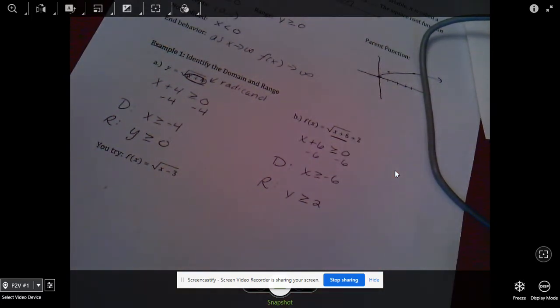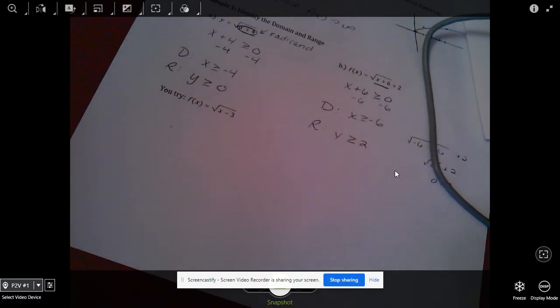And if you're like, what? Well, go off to the side and try it. -6 plus 6 plus 2. The square root of 0 plus 2. 0 plus 2, 2. Okay. Now you try. Try again at the bottom. Pause. Try it yourself.